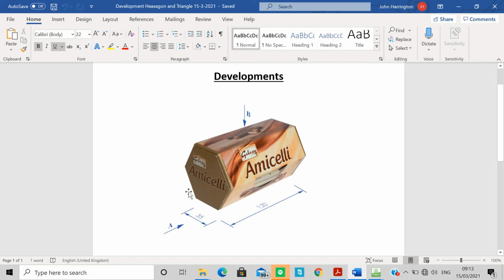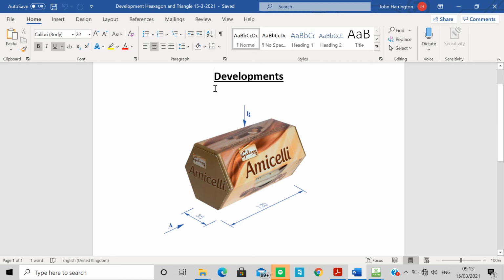We know that the exterior angle, the angle out here, is equal to 360 divided by the number of sides on the shape. So 360 divided by 6 sides gives you an exterior angle of 60 degrees. So we're going to use our 60 degrees set square to help us draw this shape as well.